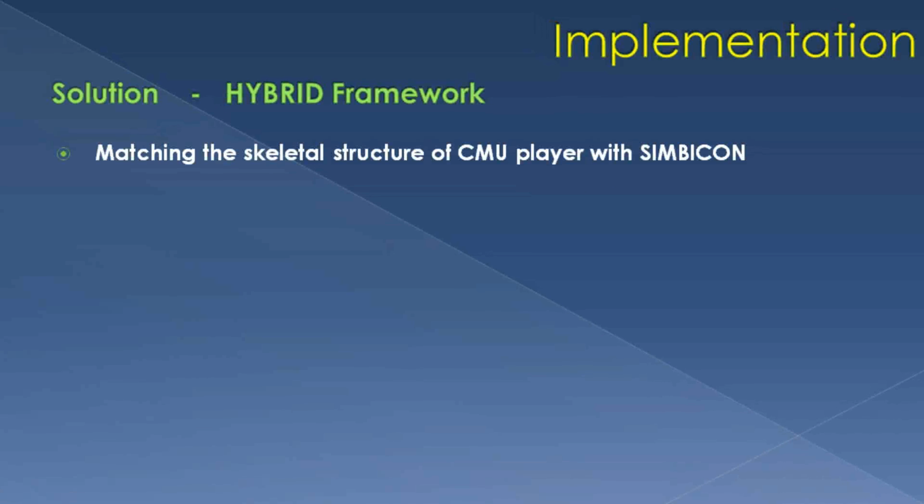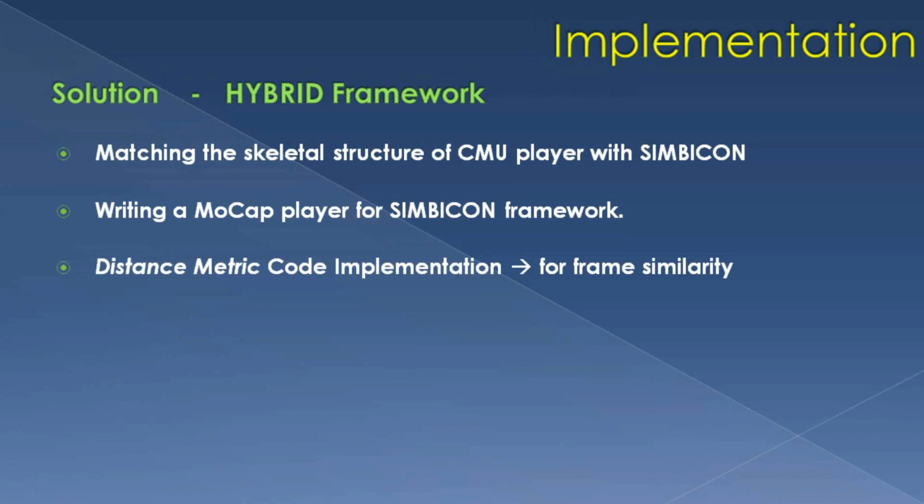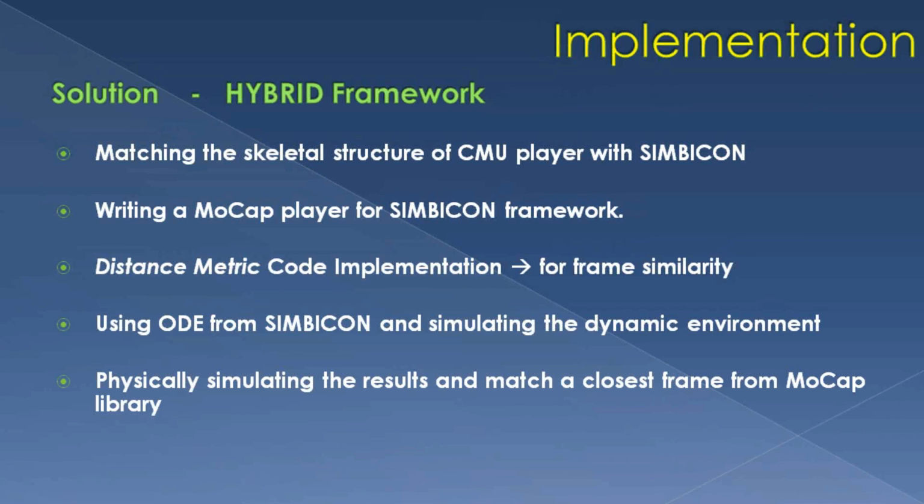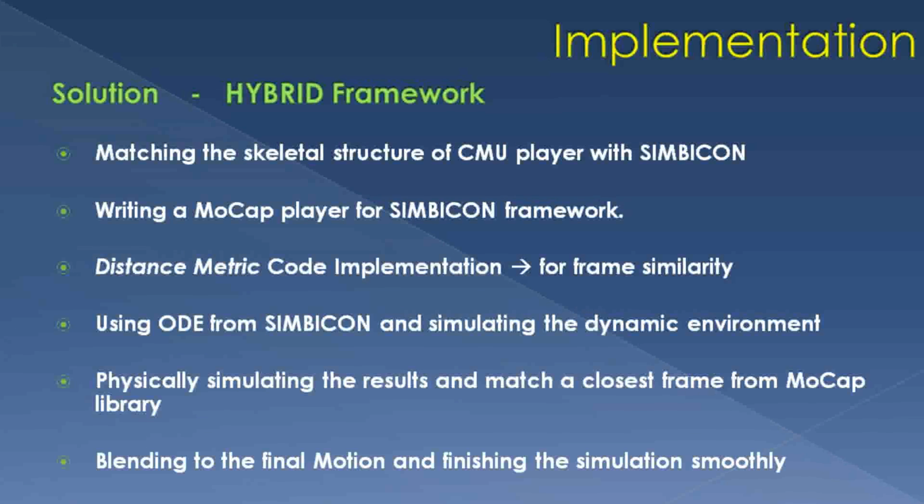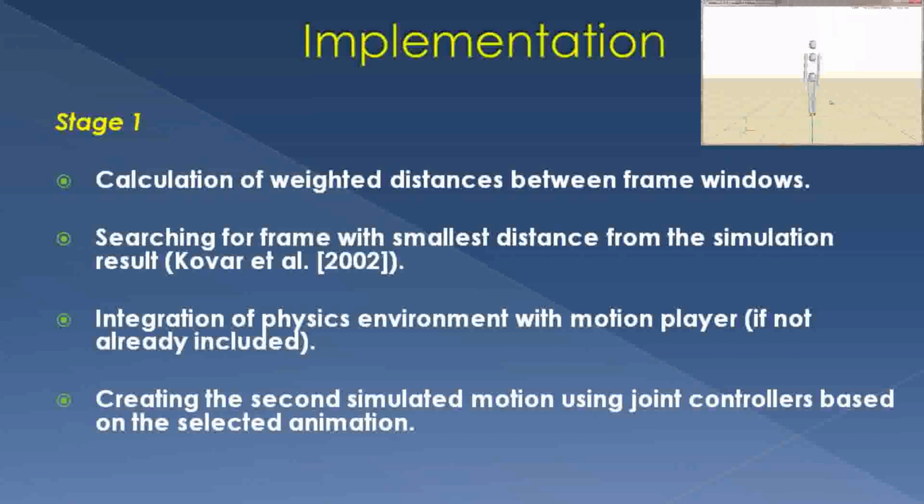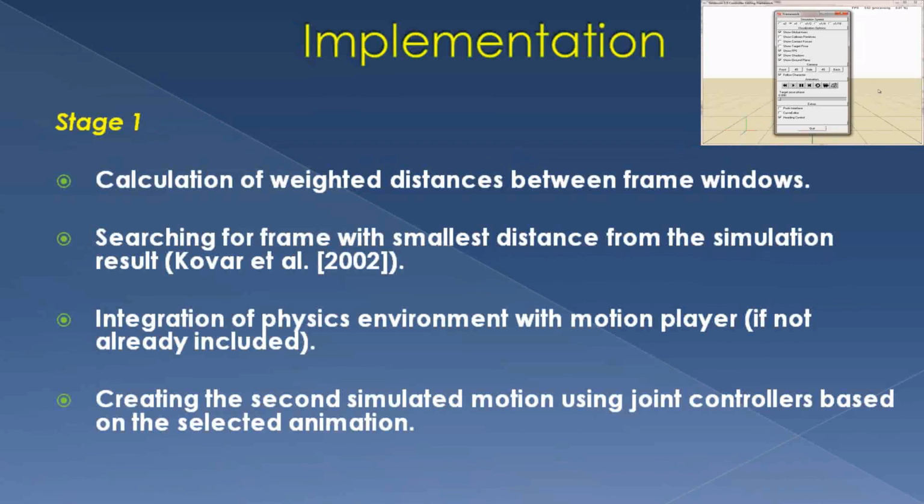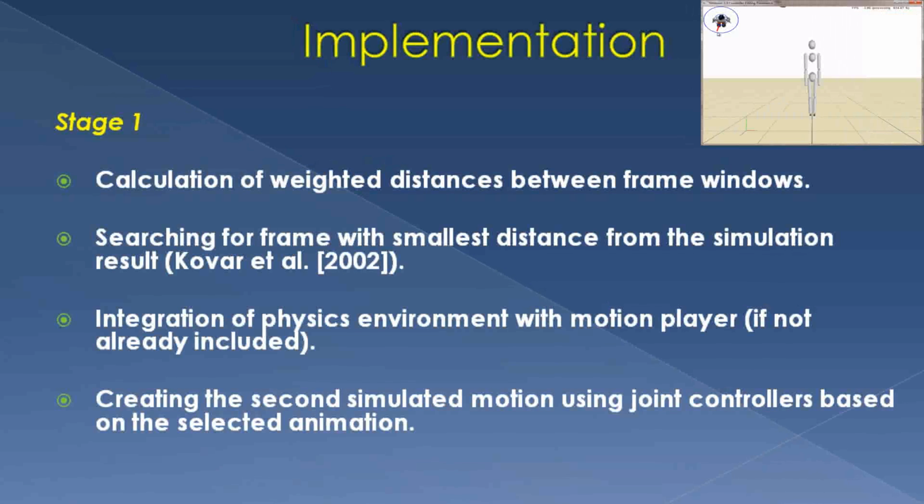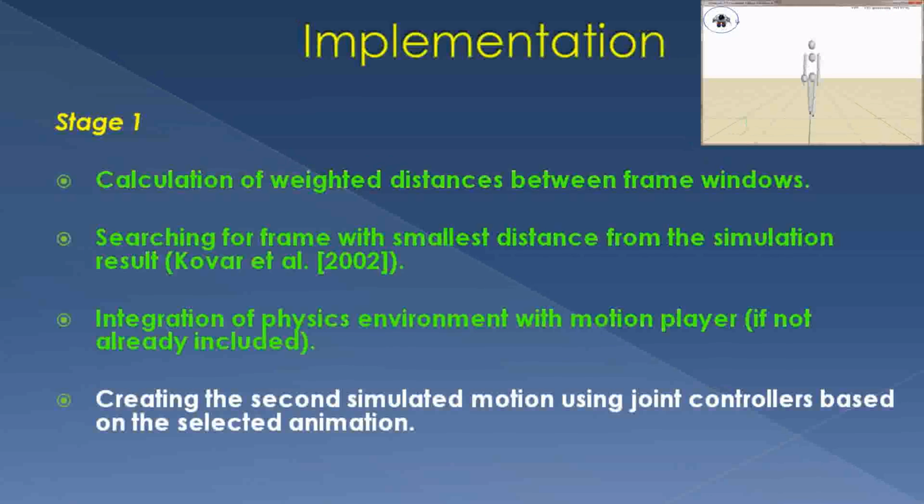The hybrid framework should match the skeletal structure of the CMU player with the Simbicon, and it should have a mocap layer for playing the mocap files. We have divided it into 3 stages. In stage 1, we are supposed to calculate the weighted distances between the frame windows and search for a frame with the smallest distance from the simulation result, integrate the physics environment with the motion player, and create a second simulated motion using joint controllers based on the selected animation.